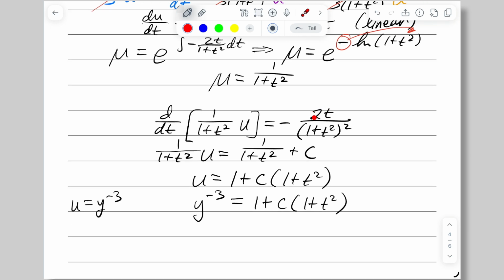We have the substitution rule going on, but we have a du in the numerator for that. So the result of integrating is 1 over 1 plus t squared times u is equal to 1 over 1 plus t squared plus c. Clearing the fraction gives us u equals 1 plus c times the quantity of 1 plus t squared. And since u is y to the negative 3, I'm just going to write down y to the negative 3 equals 1 plus c times the quantity of 1 plus t squared. That's our answer.